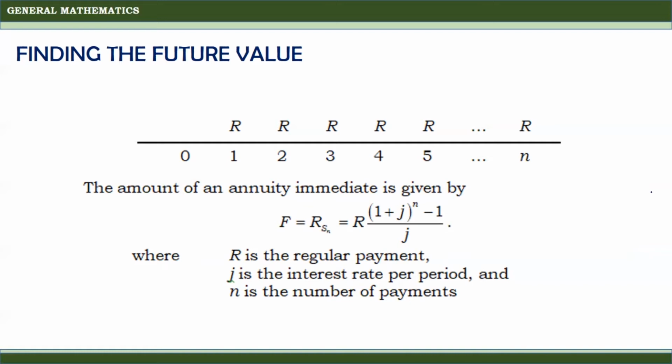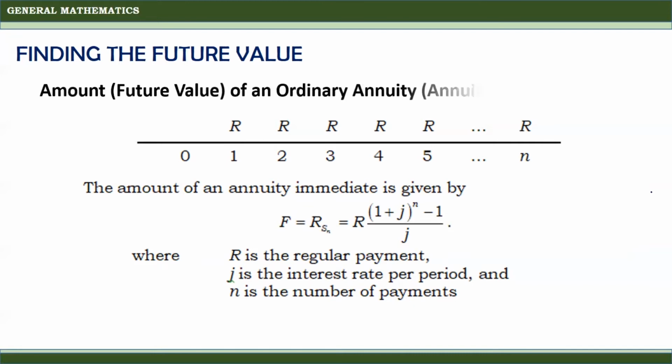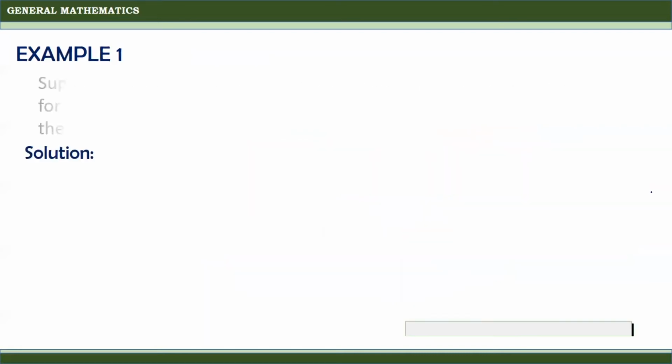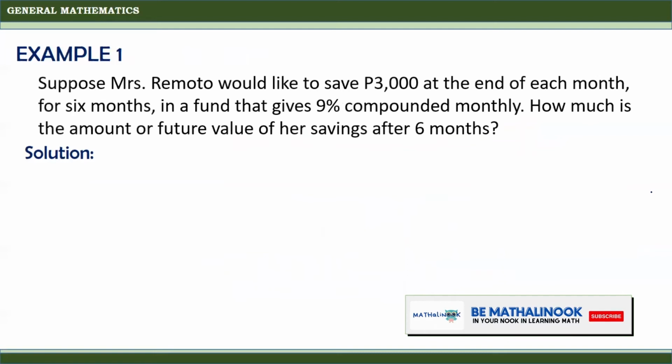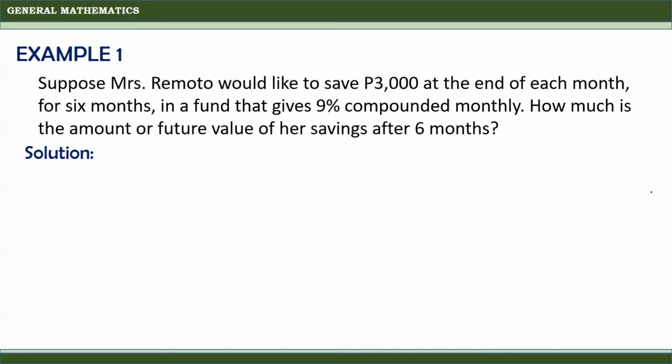Let us try to use this formula in solving some of the problems involving annuity. For the first problem, suppose Mrs. Remoto would like to save 3,000 pesos at the end of each month for 6 months in a fund that gives 9% compounded monthly. How much is the amount or future value of her savings after 6 months?